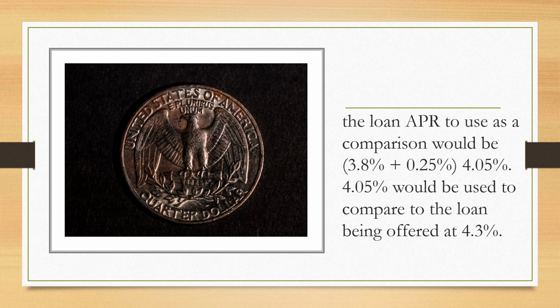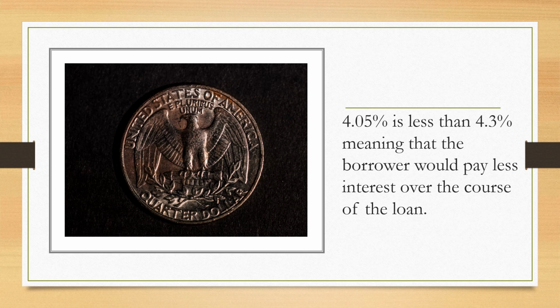And that's the whole point of the add-on to the lender's yield, so to speak, to be able to give you an actual number to compare loan to loan. So by doing the little transition, we now are looking at an APR for the second loan option where you buy the discount points at 4.05%. Now 4.05% is less than the 4.3% being offered by the first lender. So the borrower would pay less interest over the course of the loan.